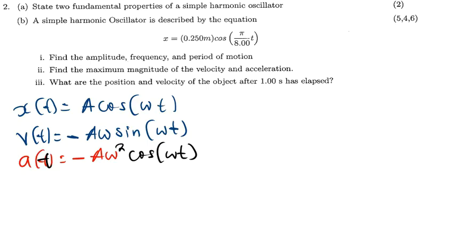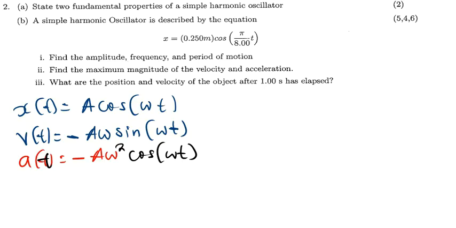So the first question here is find the amplitude, the frequency and the period of the motion. So let's start with the amplitude. We know that the number in front of cos is the amplitude.